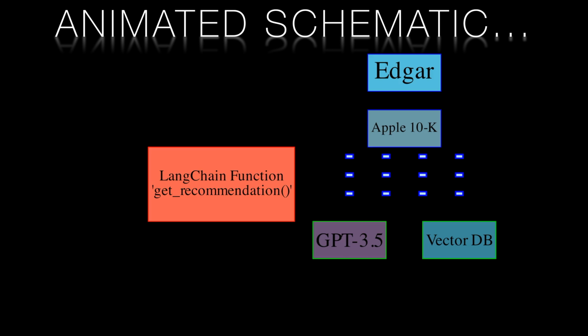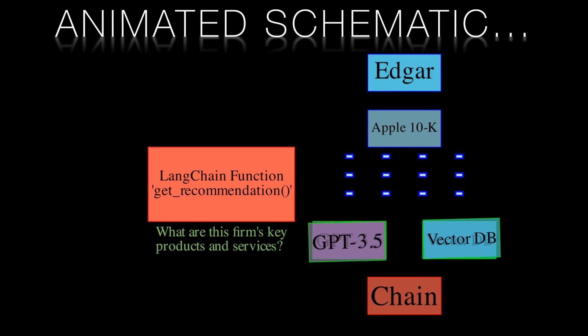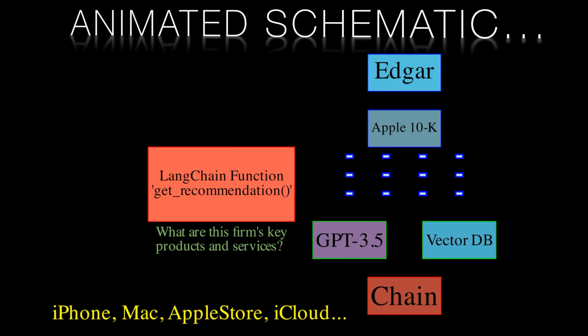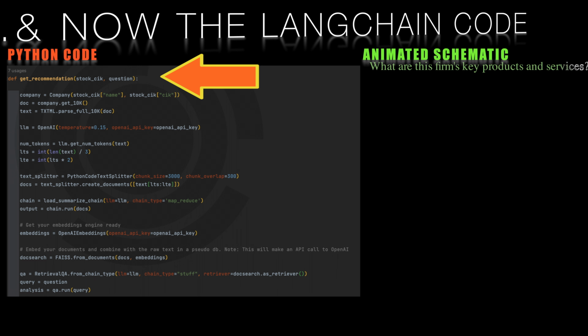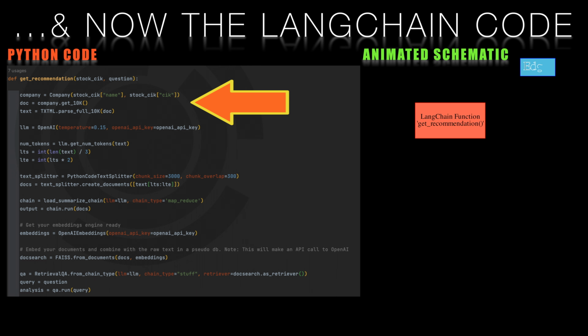It builds a chain of the vector database and the LLM. It can then pose the question submitted to the function. The chain takes care of the one-shot learning and text creation and produces an answer. Now, here's the LangChain code to do exactly that. This function takes in a company's stock ID and a question. It does the EDGAR magic to get the 10K from the SEC.